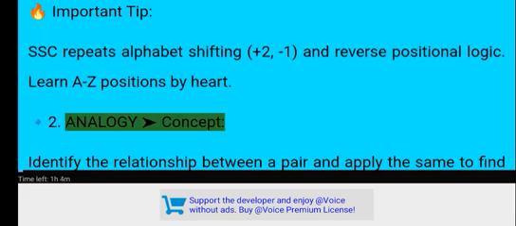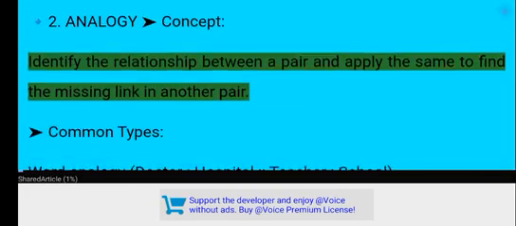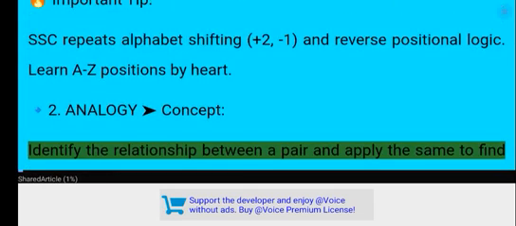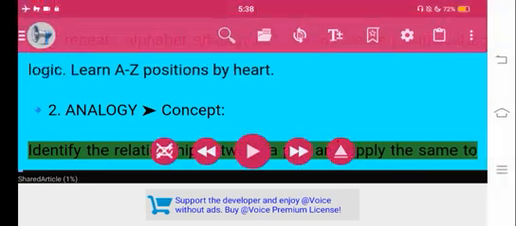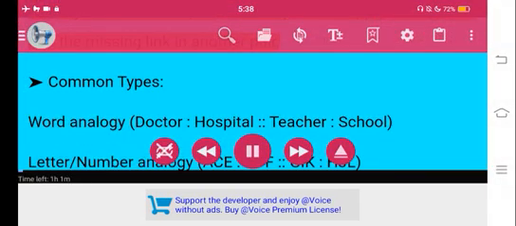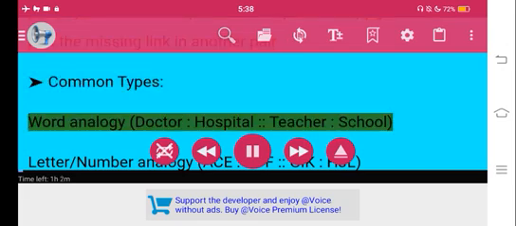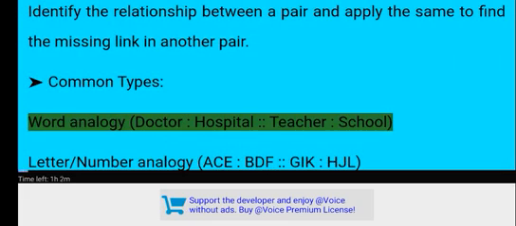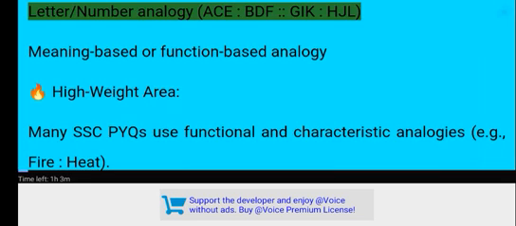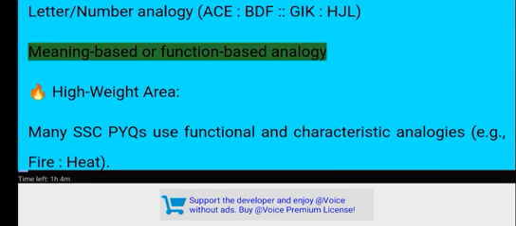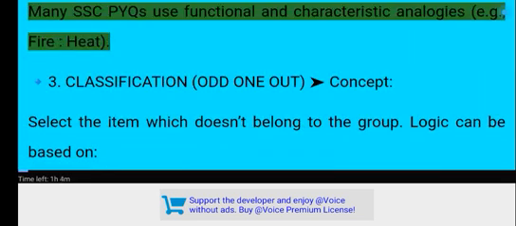Point 2: Analogy concept. Identify the relationship between a pair and apply the same to find the missing link in another pair. Common types: word analogy, doctor, hospital, teacher, school. Letter-number analogy, ACE, BDF, GIK, HJL. Meaning-based or function-based analogy. High-weight area: many SSC PYQs use functional and characteristic analogies, e.g., fire, heat.